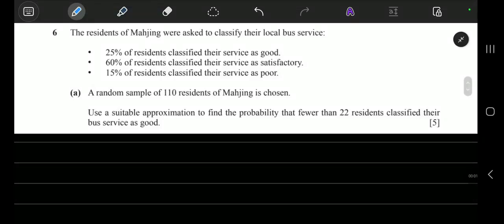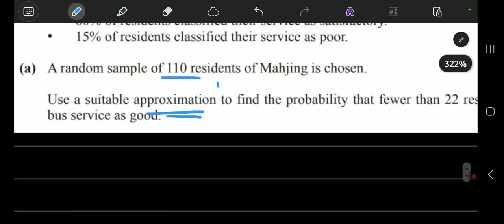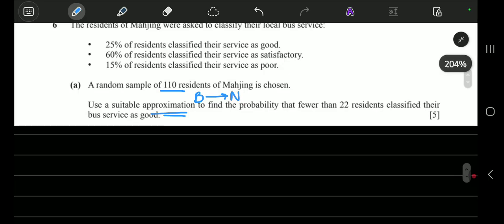Okay, so now question 6 says the residents of Mahjong were asked to classify their local bus service. 25% of the residents classified the service as good, 60% classified as satisfactory, and 15% of the residents classified it as poor. A random sample of 110 residents is chosen. So use suitable approximation. So which approximation we have? Binomial. We have learned binomial to normal approximation to find the probability that fewer than 22 residents classified their bus service as good. So what are we supposed to find here?